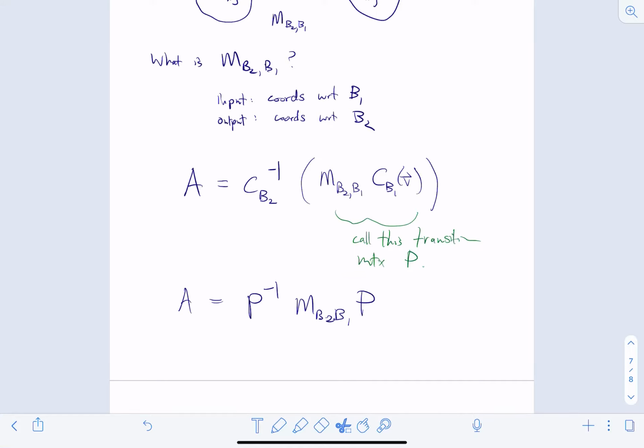This is basically saying that the standard matrix A is similar to M B2 B1. Remember, we talked about similarity. Similarity was an equivalence relation. So this is a convenient place for me to stop.